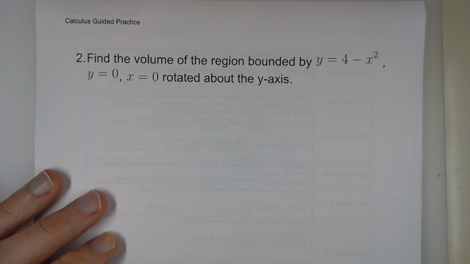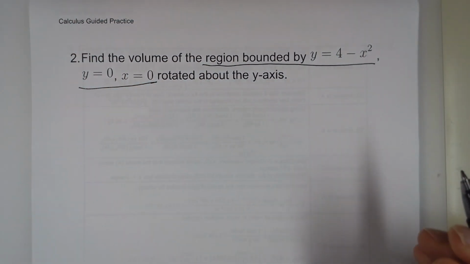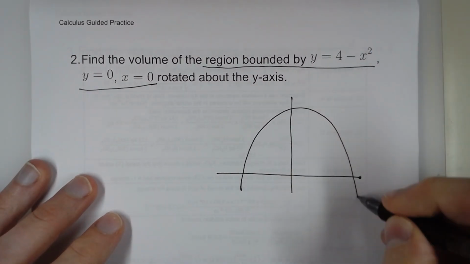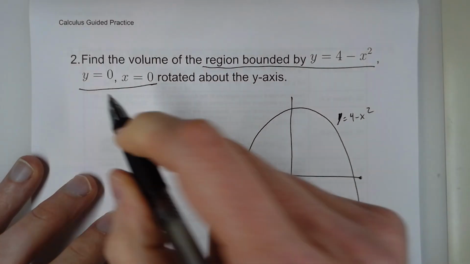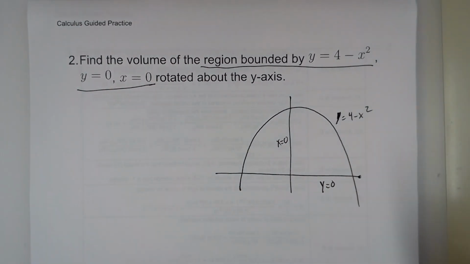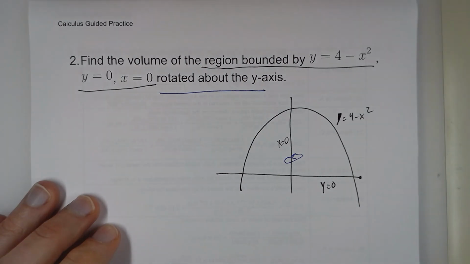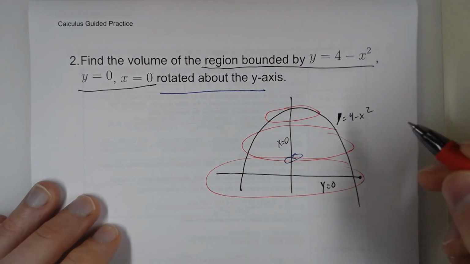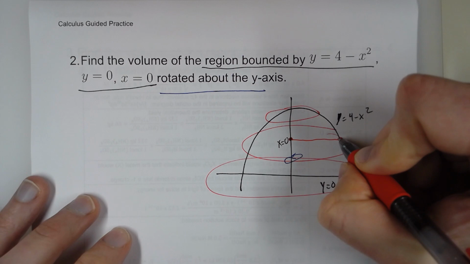Number 2. Here we have the region bounded by 4 minus x squared, y equals 0, and x equals 0. So here is y equals 4 minus x squared. Y equals 0 is down here, and x equals 0 is right there. So this is our region. And it's rotated about the y-axis. So we're rotating this way. So when we take this region, it's going to look like that. So our thickness is dy, and our radius is from wherever we're rotating out to the edge.